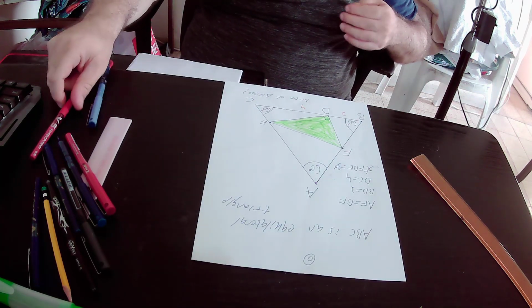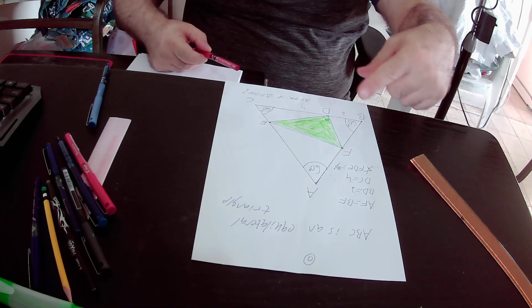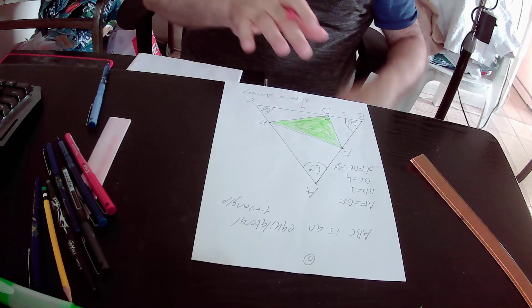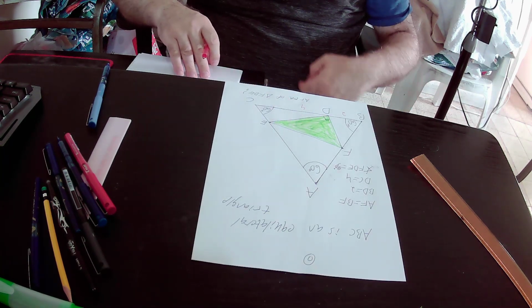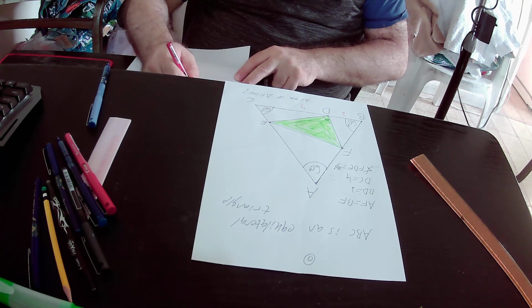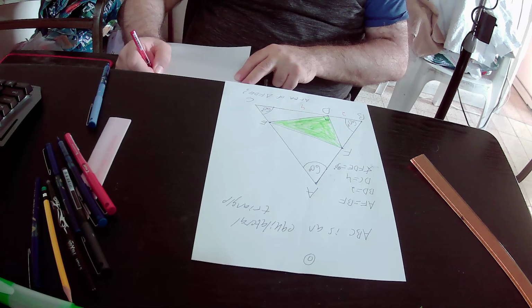We also know that all the sides of an equilateral triangle are equal to each other. That is to say, AB equals BC equals AC.